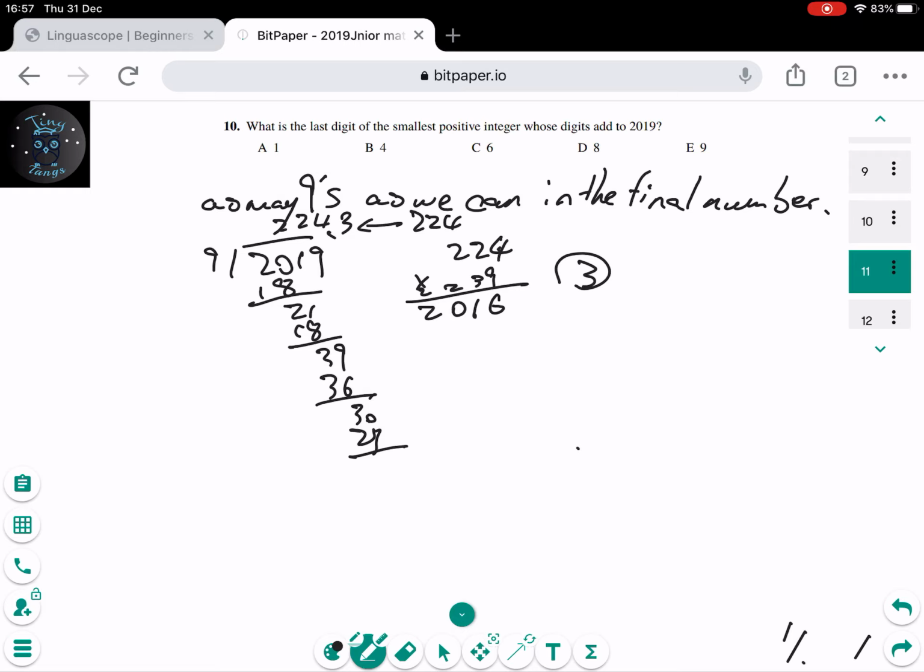But we need to order it so that the 3 becomes the first number to make it the smallest, and then the 999, it keeps on going up to the 224th 9. So the last digit would still be 9. So the answer is E.